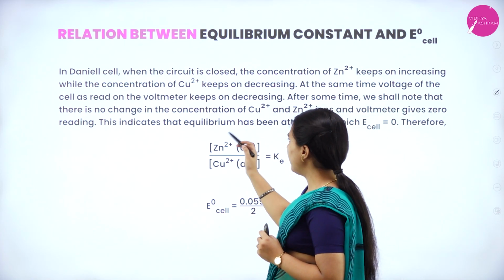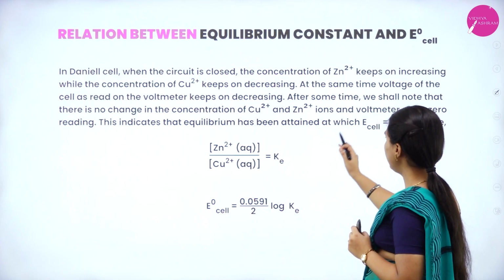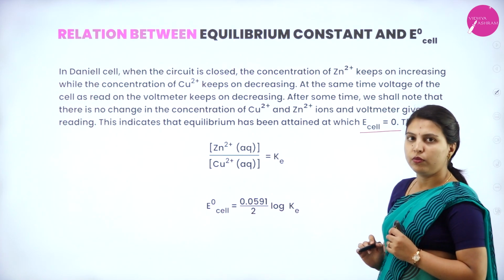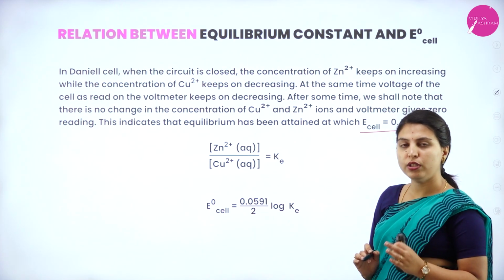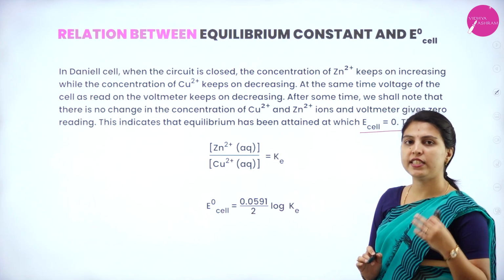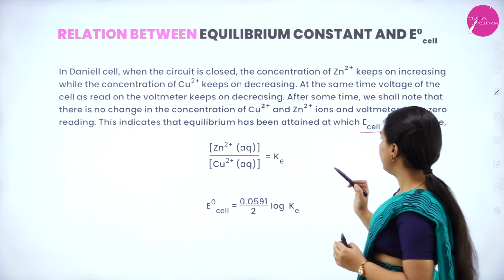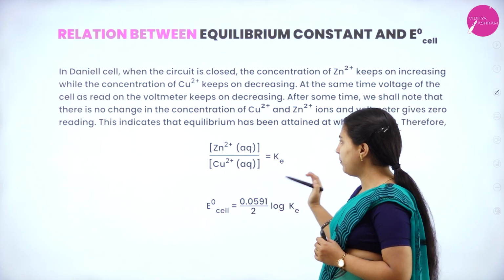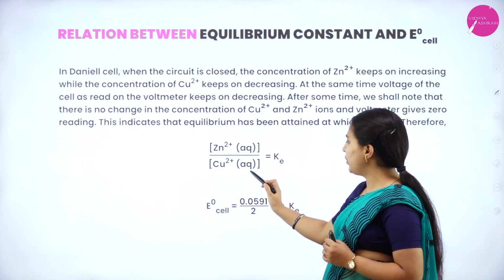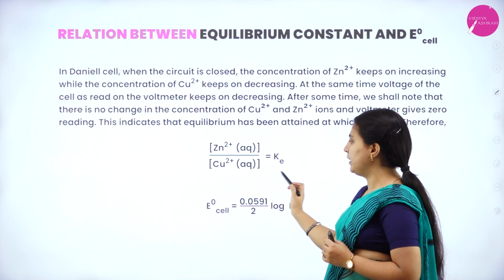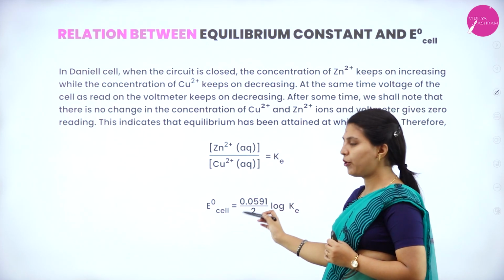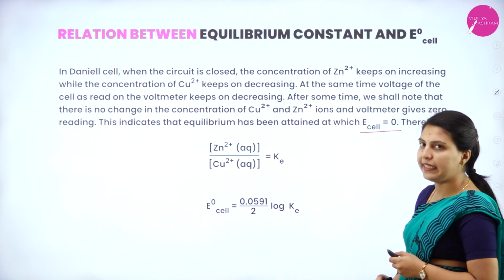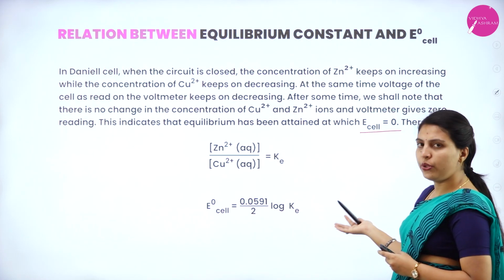This indicates that equilibrium has been attained, at which E cell will be equal to 0. If the voltmeter is showing 0 and the concentration is not at all changing on the reactant or product side, then the reaction has reached equilibrium. E cell will be 0, so 0 equals 0.0591 divided by 2 log Kc. It means it has reached equilibrium.